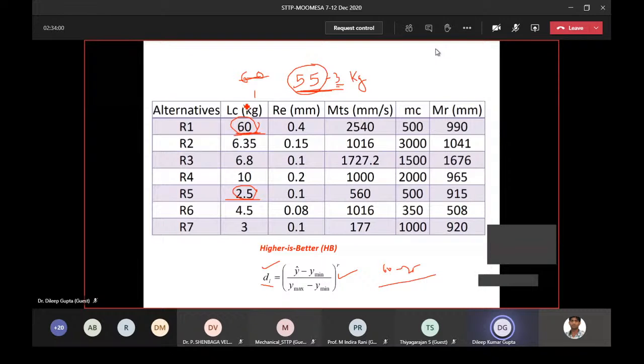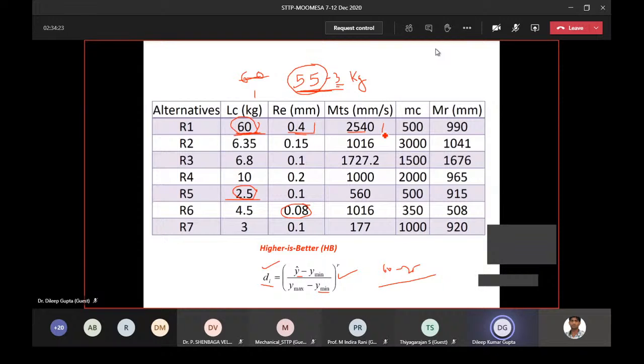Similarly for 0.04, so 0.4, and what is the value of y minimum here? It is 0.08. So 0.4 minus 0.08, maximum value is 0.4 again and y minimum 0.08. So इस condition में भी यहाँ क्या आएगा आपका 1. Then यहाँ 2540 ये भी आपका maximum condition है, अपने आप ये 1 आ जाएगा.